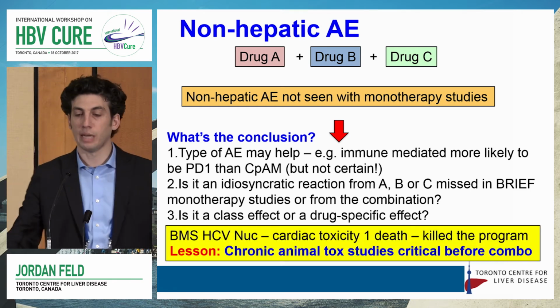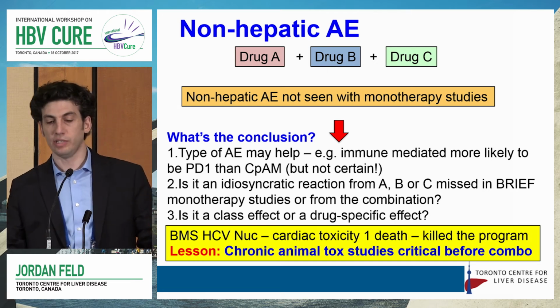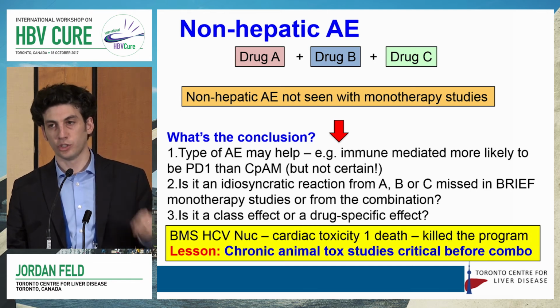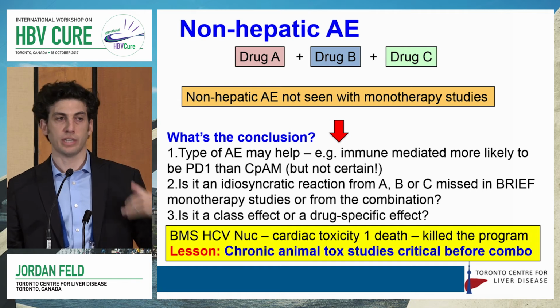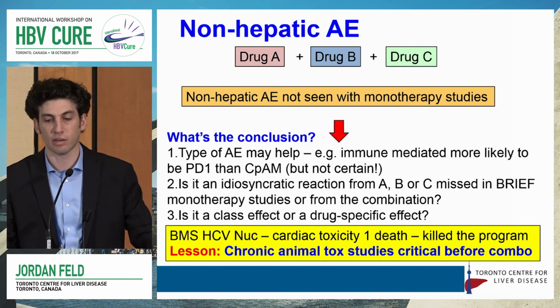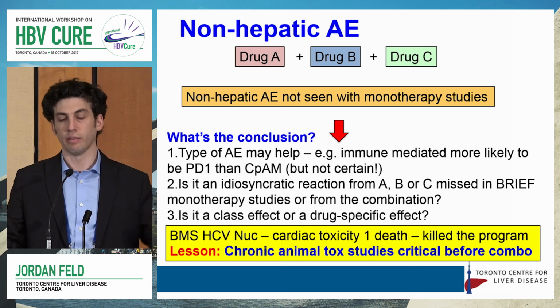Again, a lesson from Hep C is that when the BMS HCV nucleotide polymerase inhibitor was evaluated, animal studies looked pretty clear, but they were short. And then when it went into human trials, clear phase 2 trials, and then going into a phase 3 study, 1 cardiac death and 8 patients with severe cardiac failure really ended the development of that drug.